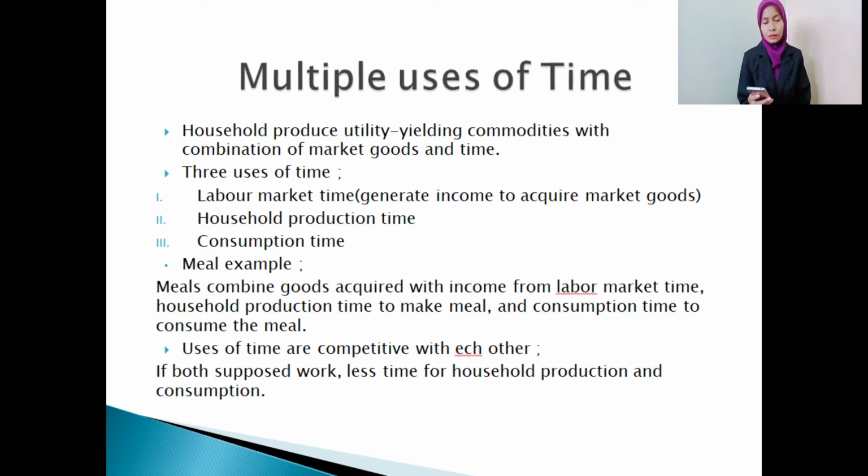Meal example. A meal combines goods acquired with income from labor market time, household production time to make the meal, and consumption time to consume the meal. Uses of time are competitive with each other. If both, suppose work, there is less time for household production and consumption.